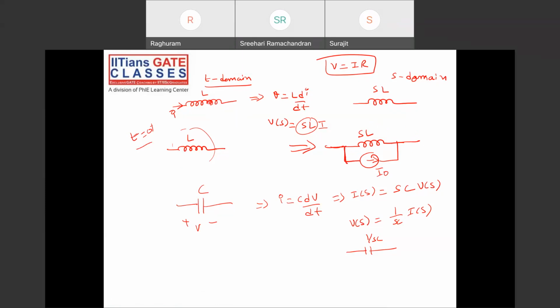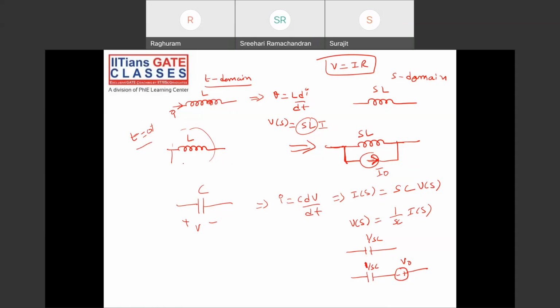Why? Because at t equal to 0 plus, the inductor acts as an open circuit, not a short circuit. So for the current to flow, it should be in parallel. So for a capacitor, it will be something like this. It is a voltage source of value V naught. This is 1 by SC. Again, at t equal to 0 plus, the capacitor acts as a short circuit, but you'll have a voltage V naught across it.